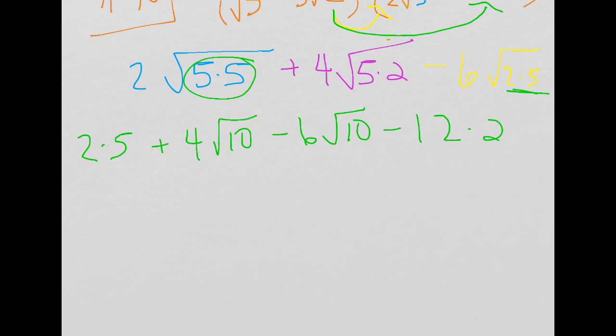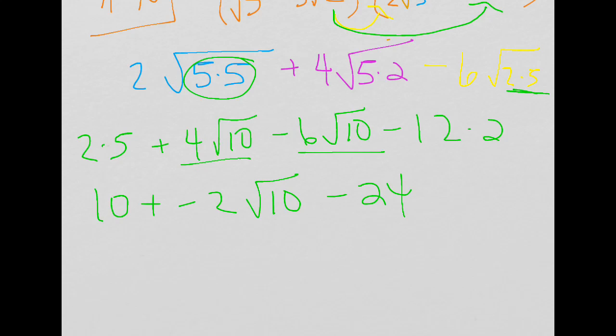Okay, then I just need to simplify stuff. Got 10 plus. Can I combine those two? Yes. And what am I going to get? Negative 2 root 10. And then negative 24. What else could I combine? First, let me stop here. This addition and subtraction. So I can combine the 10 and the negative 24 to give me negative 14. Since that's plus the negative, it's the same thing as minus 2 root 10.